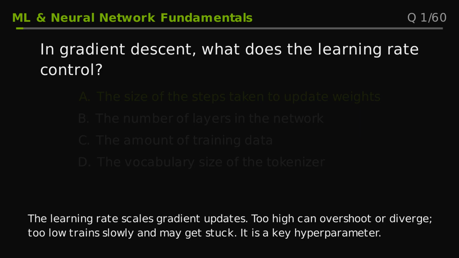The correct answer is A. The learning rate scales gradient updates. Too high can overshoot or diverge, too low trains slowly and may get stuck. It is a key hyperparameter.